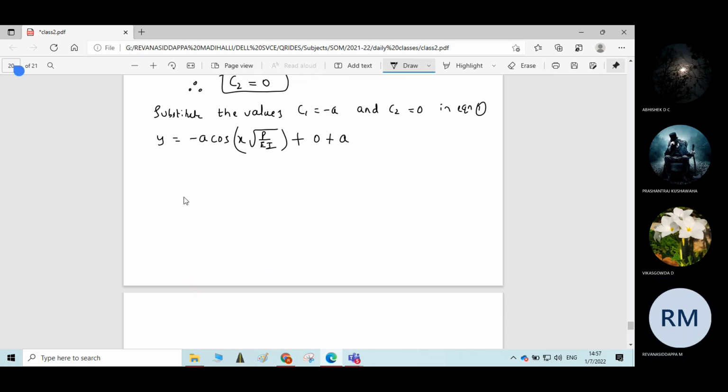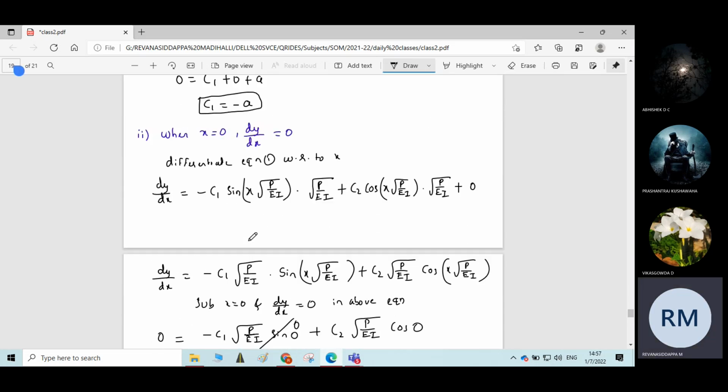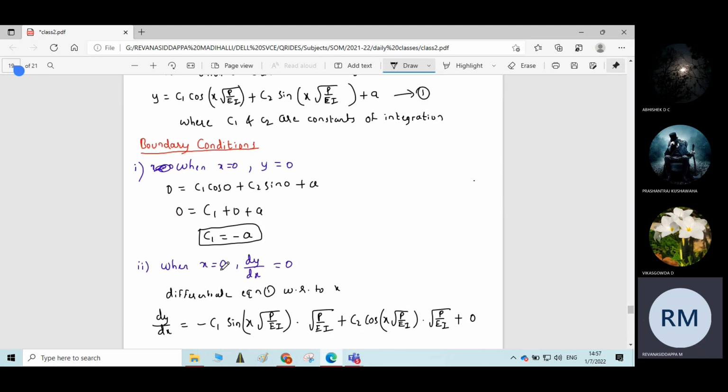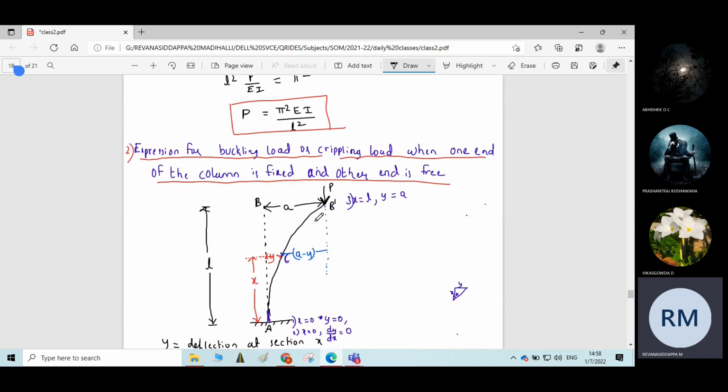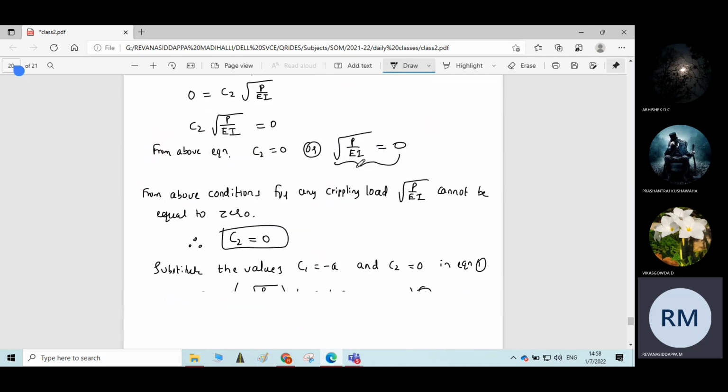Okay. So we got one more equation. Call this equation number 2. Now we are left with one more boundary condition. What is that boundary condition? At x equal to L, y equal to A. This condition we will take as the third boundary condition.